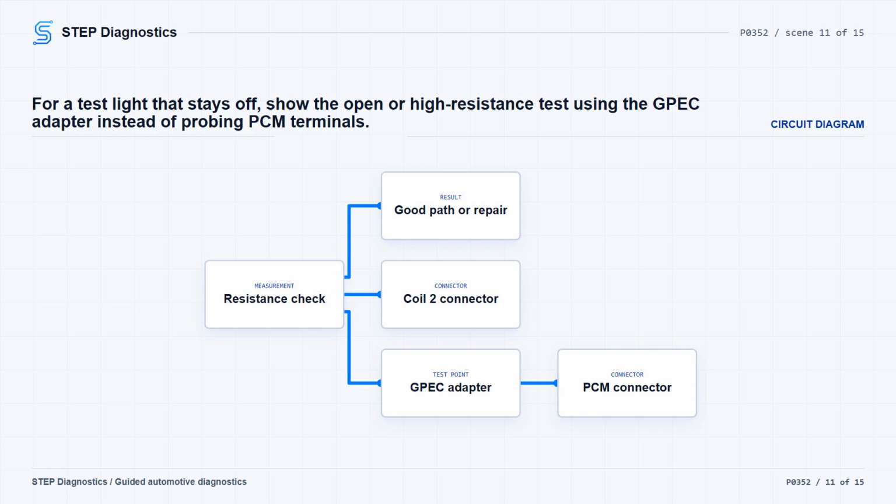Measure the resistance of the control circuit between the ignition coil 2 harness connector and the PCM harness connector. If resistance is below 3.0 ohms, continue to the next stage. If it is not below 3.0 ohms, repair the control circuit for an open or high resistance. Then verify the repair and confirm the code stays gone.